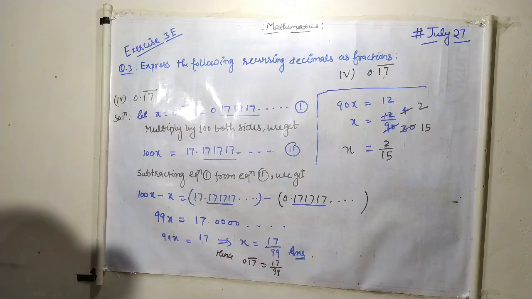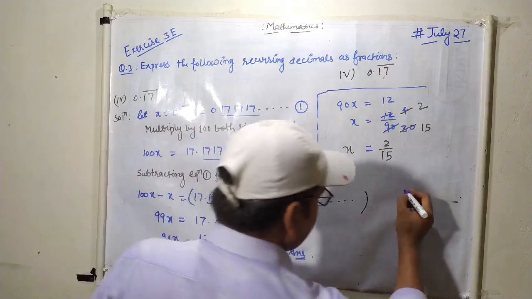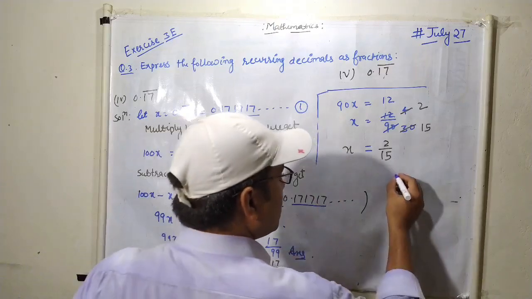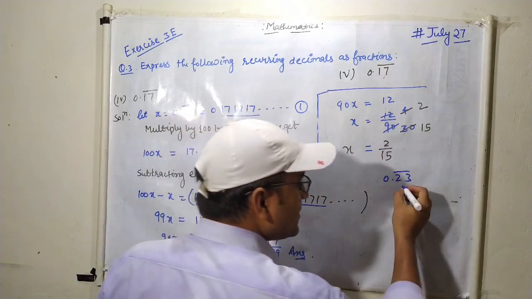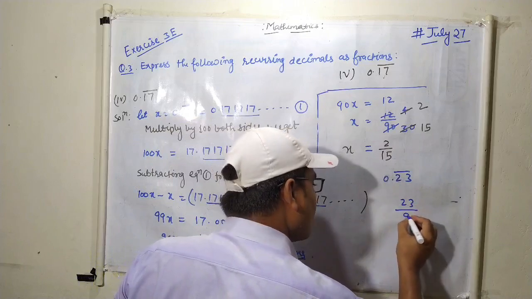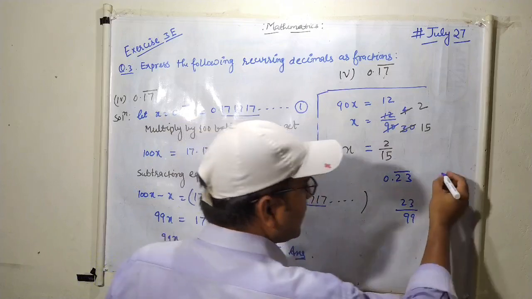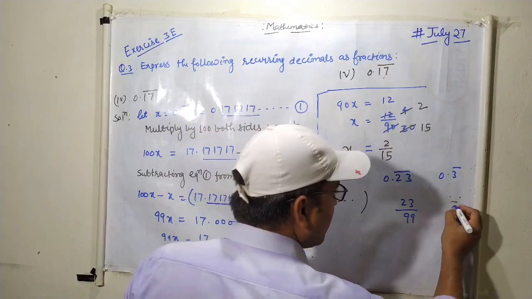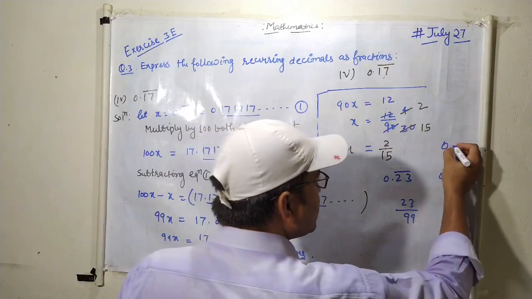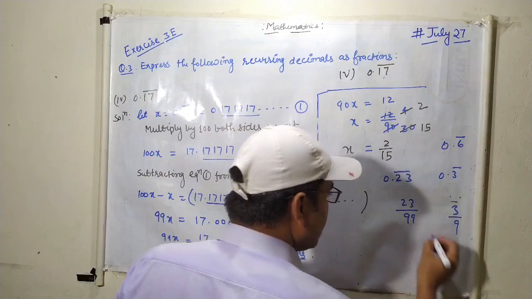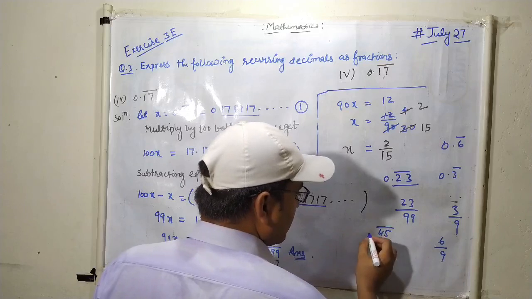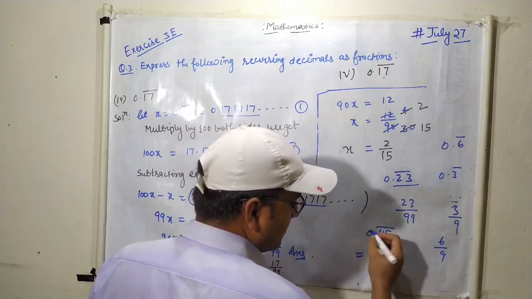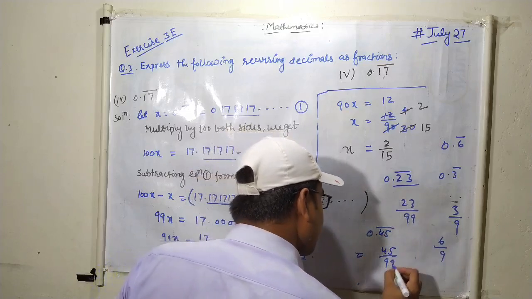If in your question two terms are repeating, suppose 0.23 bar, if you want to do it directly, it is also easy. 23 upon 99, two terms repeating. Like 0.3 bar is 3 upon 9, 0.6 bar is 6 upon 9. Here also two terms are repeating, 0.45 bar, then 45 upon 99.